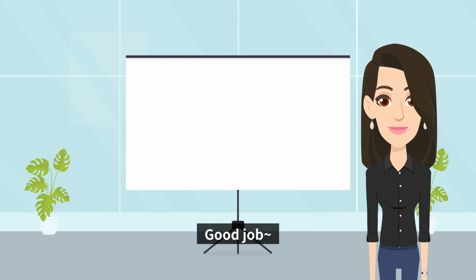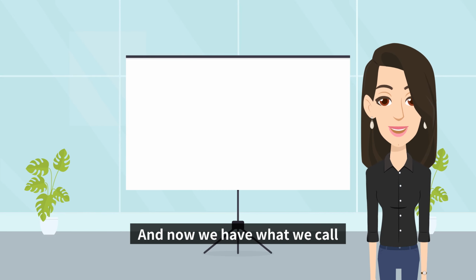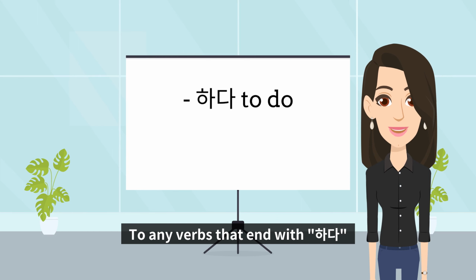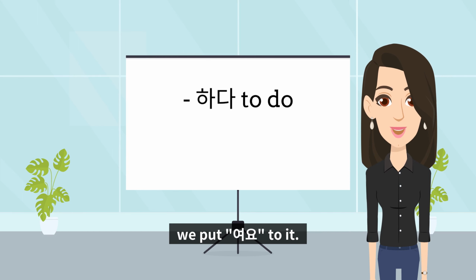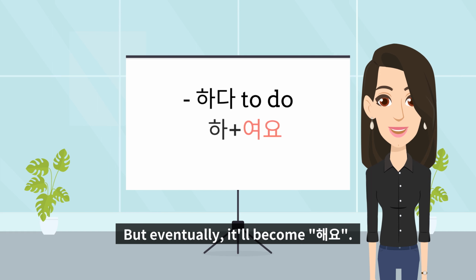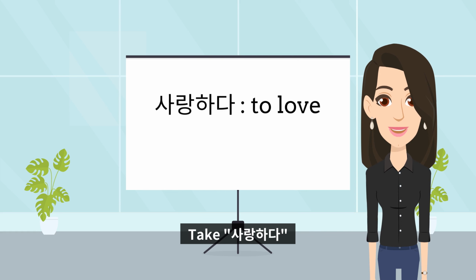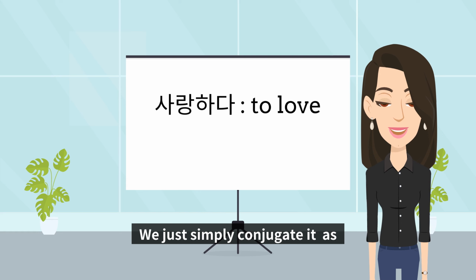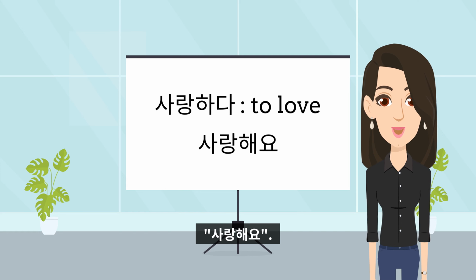Alright, good job. And now we have what we call 하다 verbs. Any verbs that end with 하다, we put 여요 to it, but eventually it'll become 해요. Take 사랑하다, to love, for example, which is simply conjugated as 사랑해요. 사랑해요.